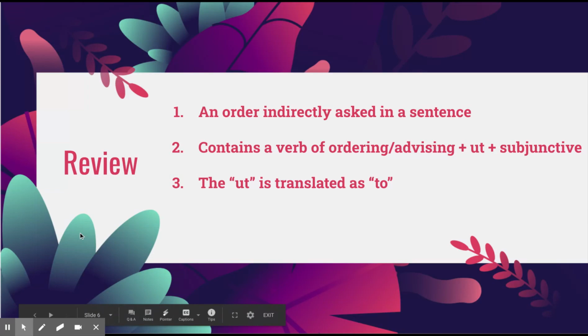So let's review the indirect command. The first one, an indirect command, is an order that is indirectly asked in a sentence, such as in the game Simon Says. It also contains a verb of ordering and advising, the word ut, plus the subjunctive. And in the indirect command, ut is translated as the word "to."